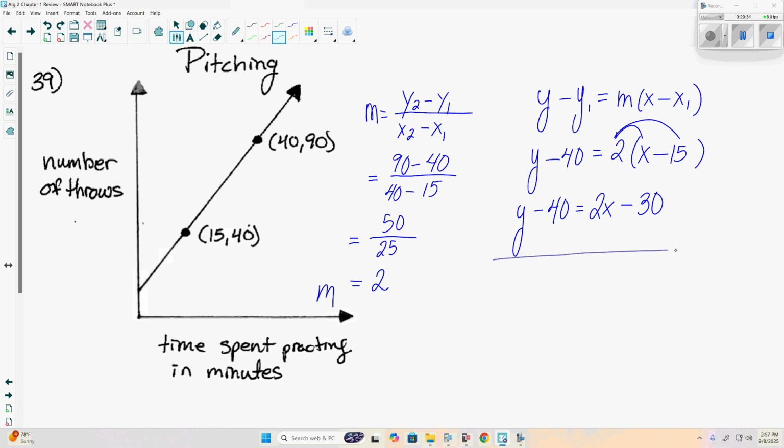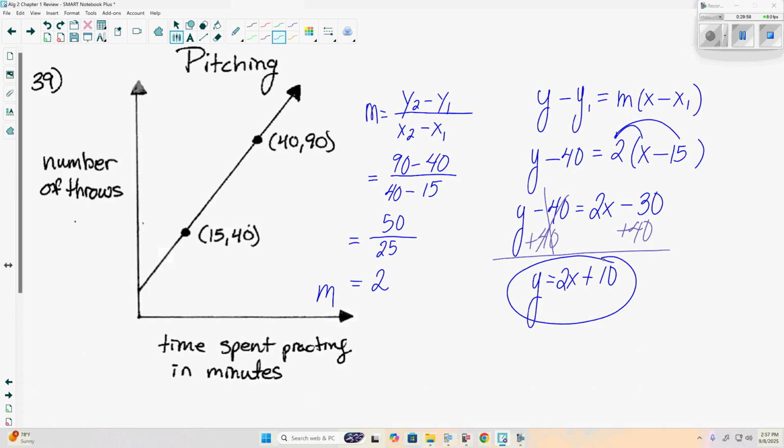At this point here, we need to get y by itself, so we would add 40 to both sides. Negative 40 plus 40 will cancel. Minus y is equal to 2x. Negative 30 plus 40 is plus 10. Questions on this here?